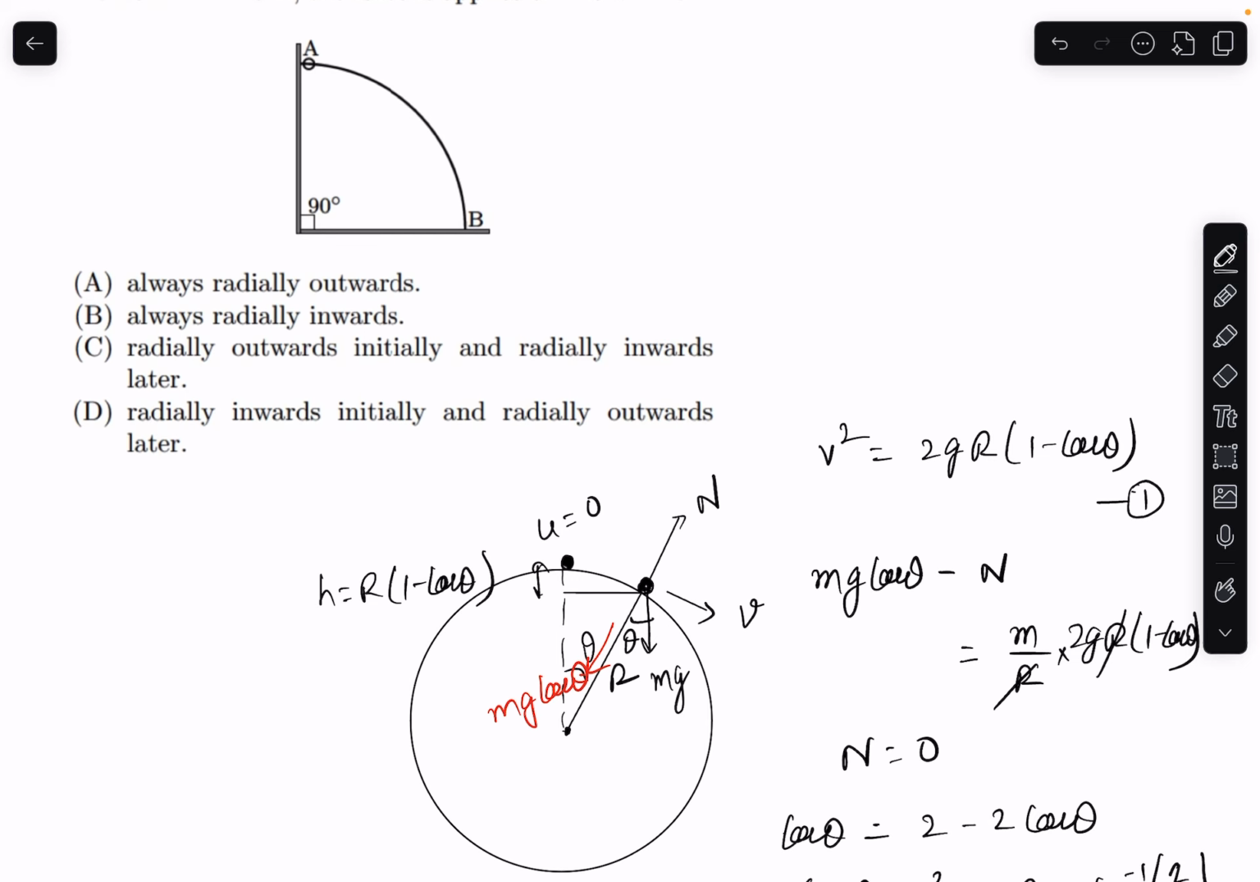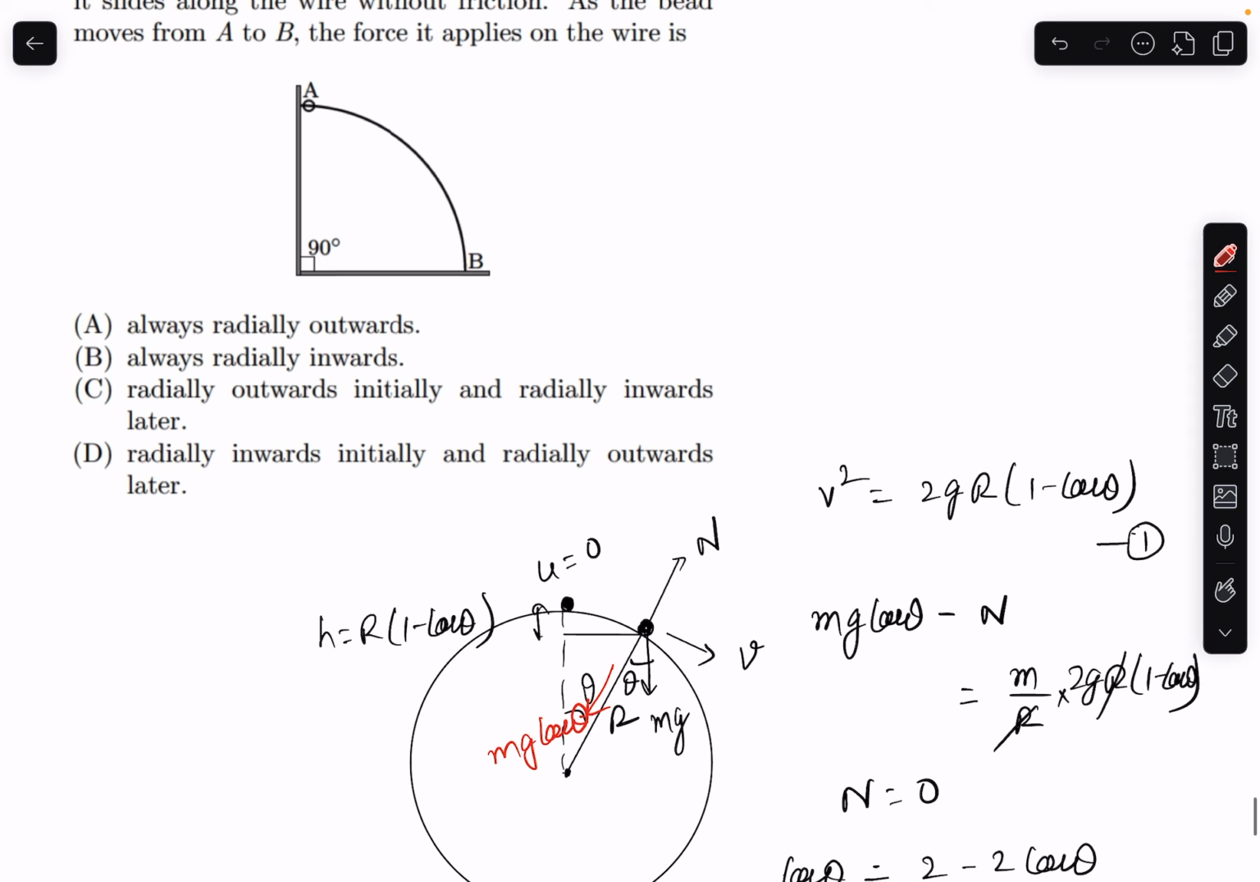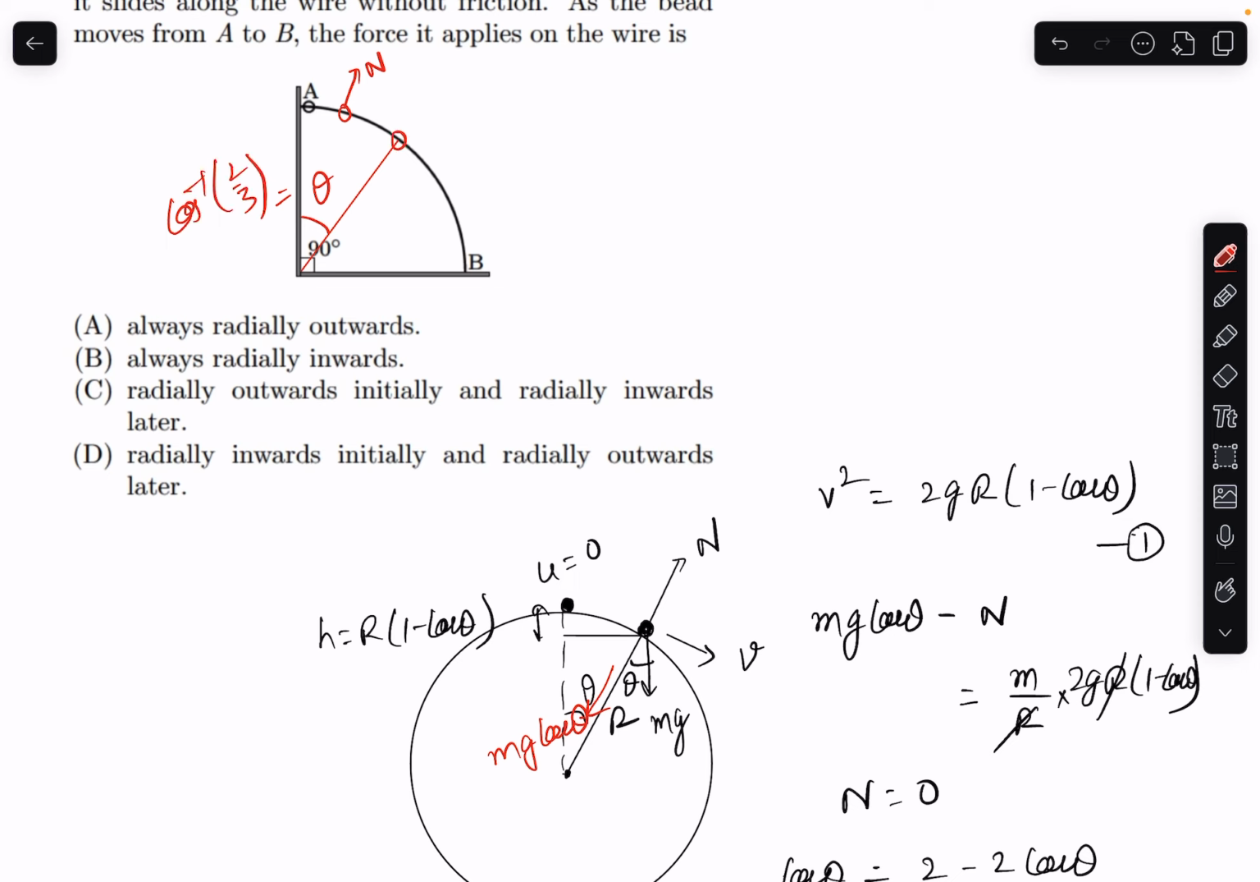So initially when the block starts, let us come back to the original diagram. When the block starts and the angle rotated is small, the normal reaction will be outward, and when it rotates an angle theta equal to cos inverse 2 by 3, the normal reaction becomes 0. And since there is a tendency to fly off, to keep the bead inside the circle, the normal reaction must act inwards towards the center along the radius.